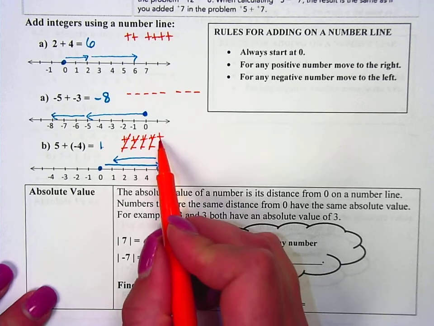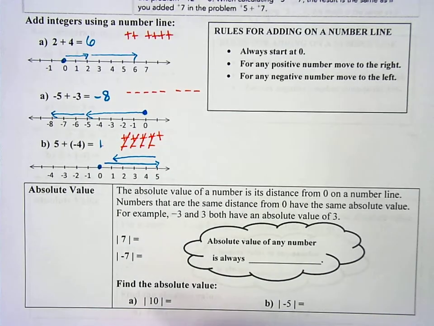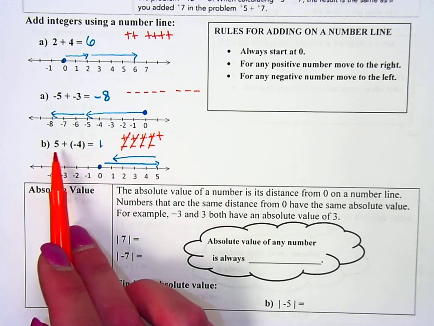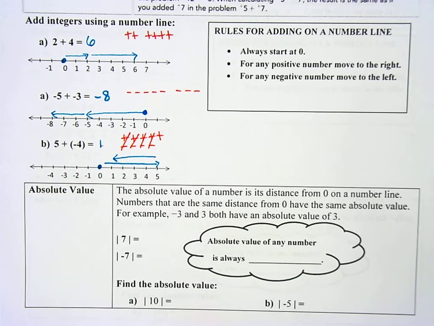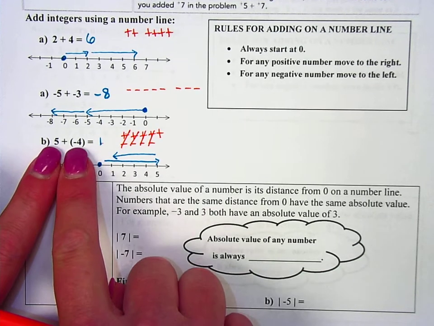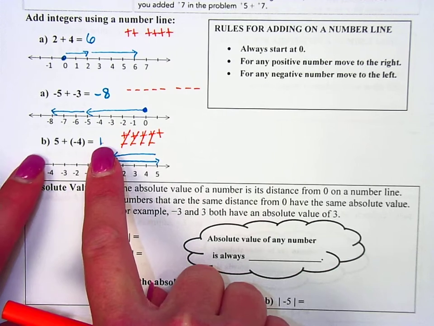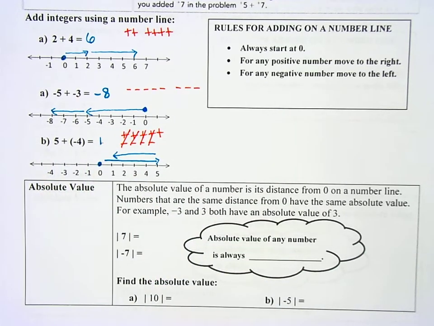Okay, and my sign is what I'm left with that has more. So I had +5 and -4, so I had more of my positives, so that's why my final answer there in the end was positive. Okay, so when I'm adding things that have different signs, I'm actually going to subtract them because they're canceling each other out, and I'm left with the one that had a bigger sign.